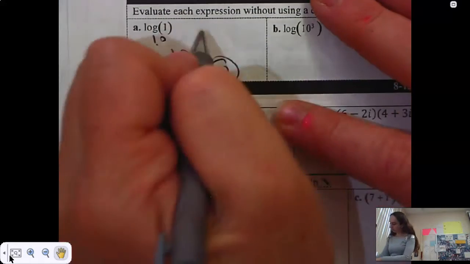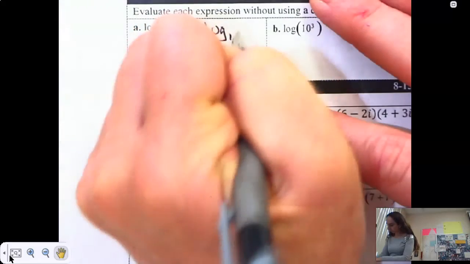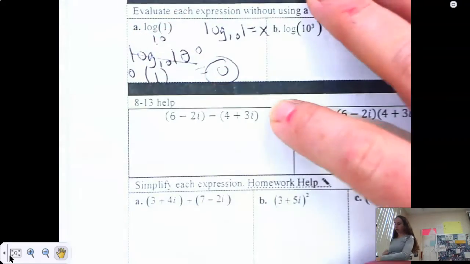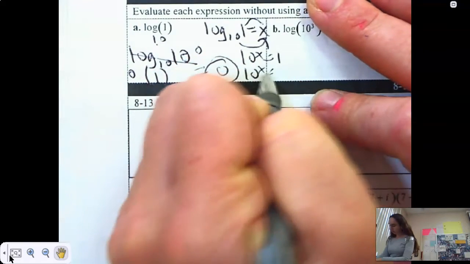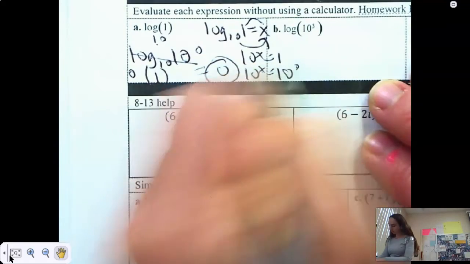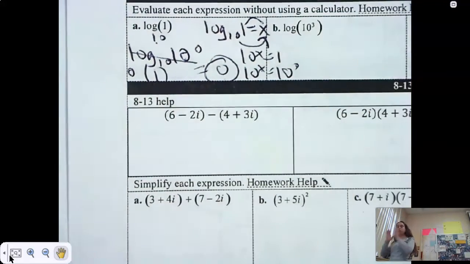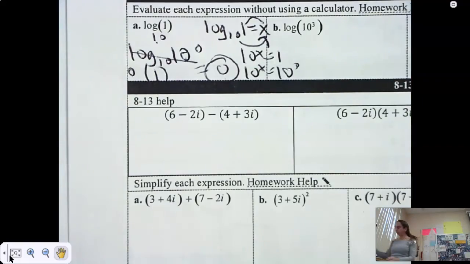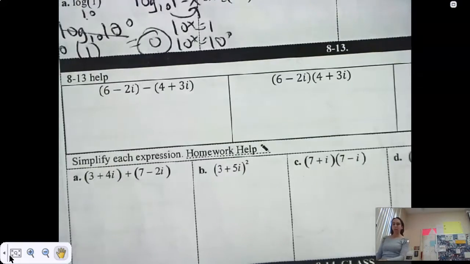Another way to do this problem is you can set it equal to x, change it to exponential, 10 to the x equals 10 to the 0, x equals 0. This isn't easy, I agree. That's why we're going over it. Okay, I'm going to go over these problems.